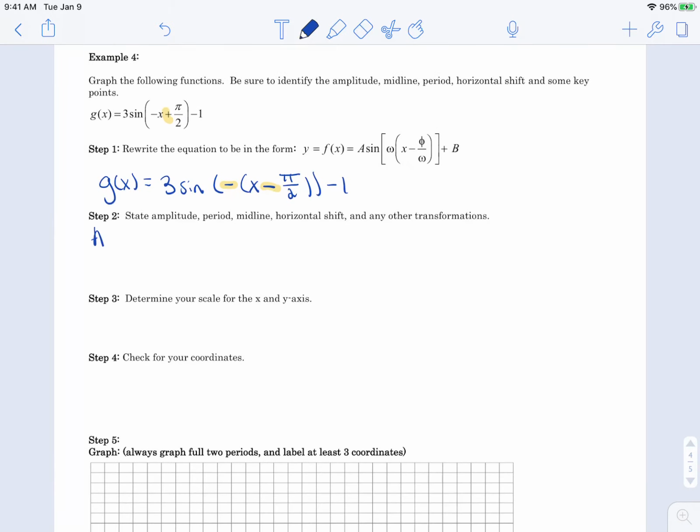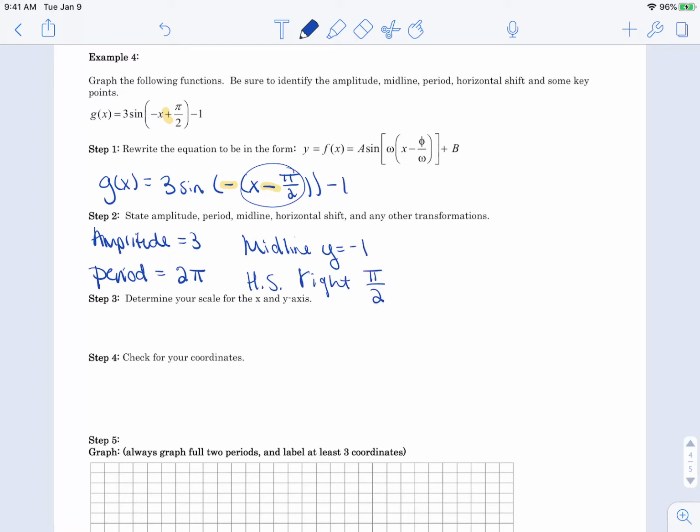All right, I know my amplitude is 3. Period is just 2 pi, because that negative is about a reflection. My midline is y equals -1. And then I have a horizontal shift to the right, pi over 2. And then that negative's inside, so it's a reflection about the y-axis.